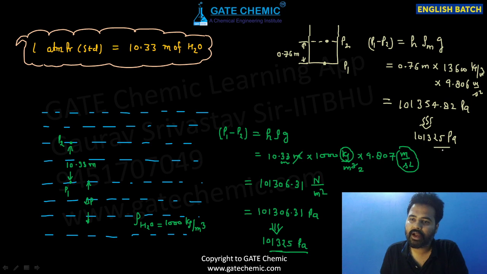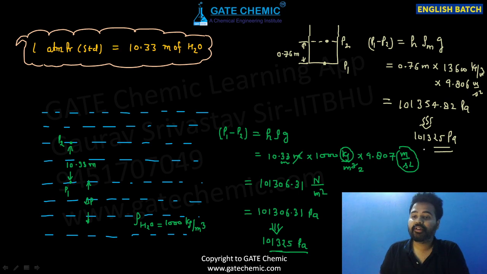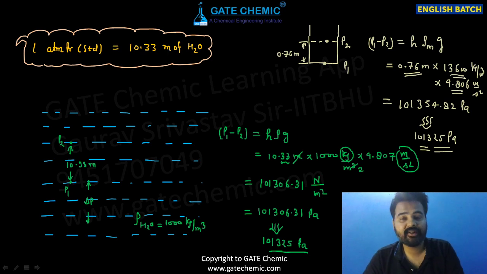101325 Pascal. Again error is there because we are not taking care of density, temperature and the value of g, and also this height we are taking just up to two decimal places in meter. That's why you got here a little bit extra, 101354. But in your examination, if they ask you, just write 760 mm of Hg. This error is present here because of this g and this density, and because of this height, since height is accurately given by E. Torricelli.